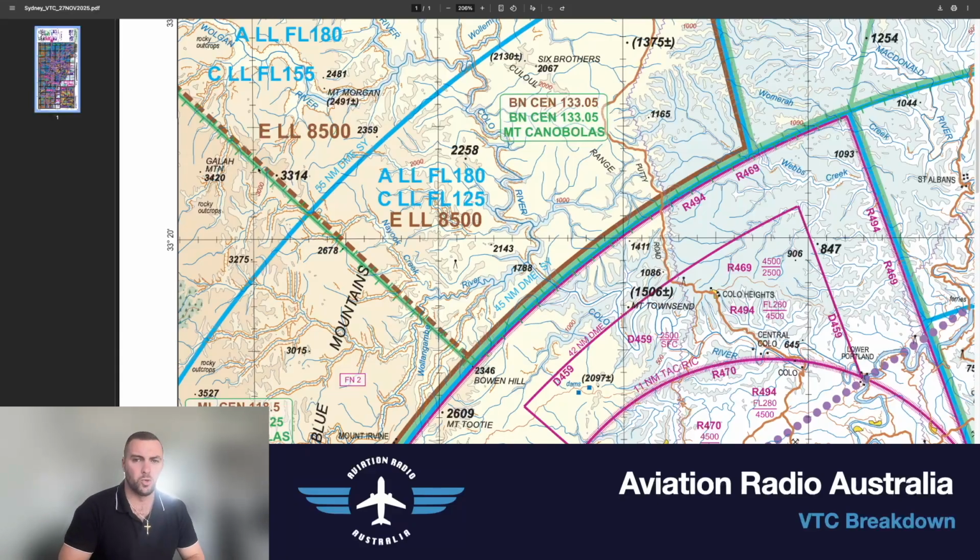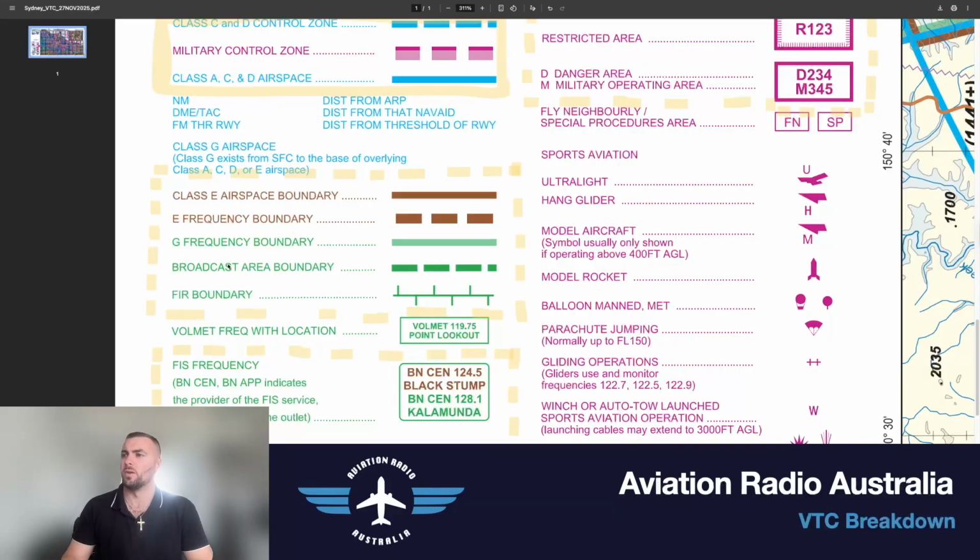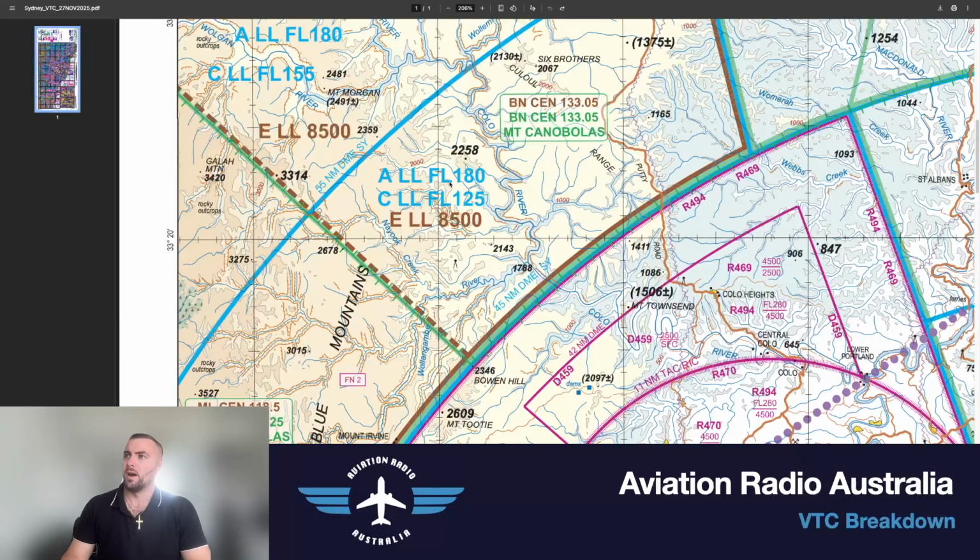Let's go back to the VTC legend now and let's have a look at what this green writing and these green markings are. So the solid green line here, notice it doesn't say it's a Class G airspace boundary, it just says there's a Class G frequency boundary. So that's the equivalent to the broken brown line, but for the uncontrolled airspace lying below 8,500. So as an example, if I'm a flight instructor and I'm taking my student out and I'm flying at 6,000 in this area over here, then I'm in Class G airspace.